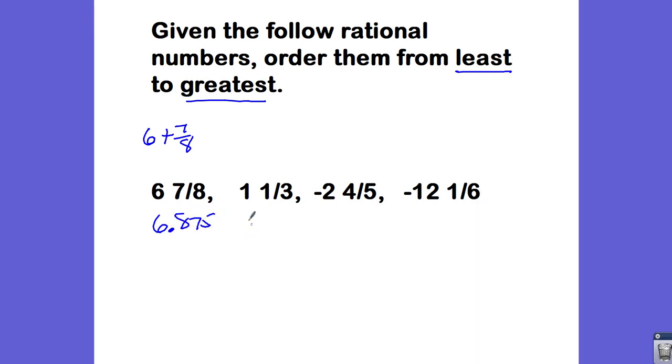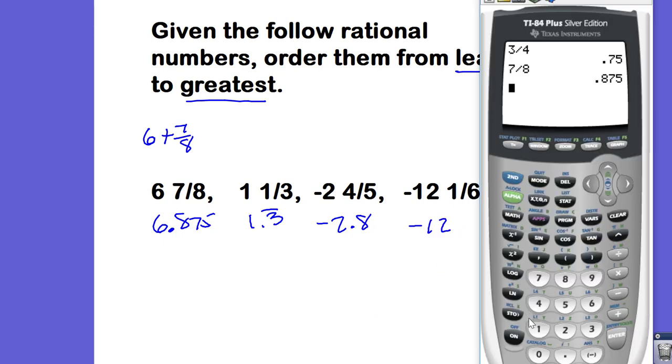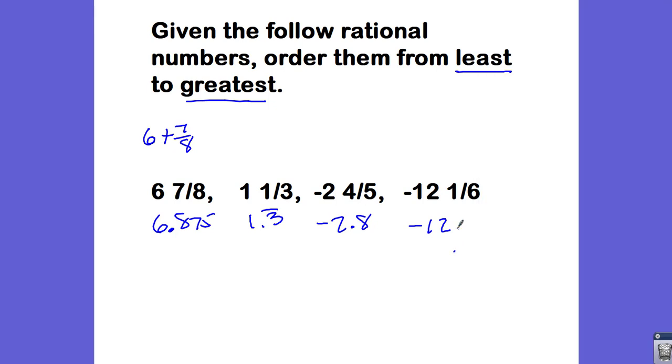Okay. For 1 1/3, I know that's going to be 1.3 with a bar. Okay. -2 4/5 is going to be -2.8. And I know -12 1/6, so we go to our calculator on that one. So 1 divided by 6 gives me 0.16 with a bar on the 6. Okay, 0.16 with a bar on the 6.